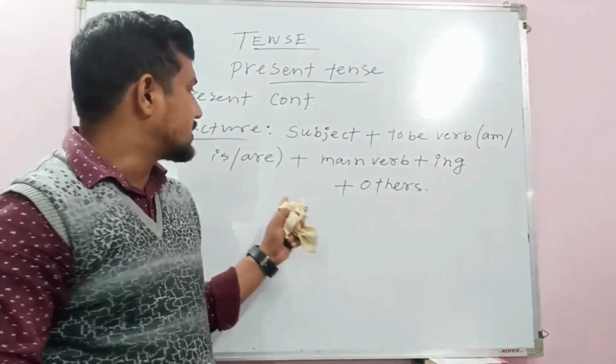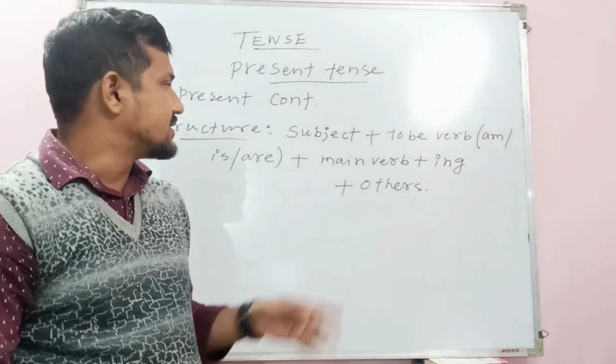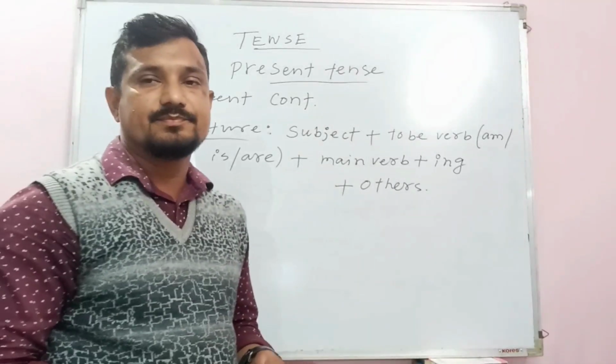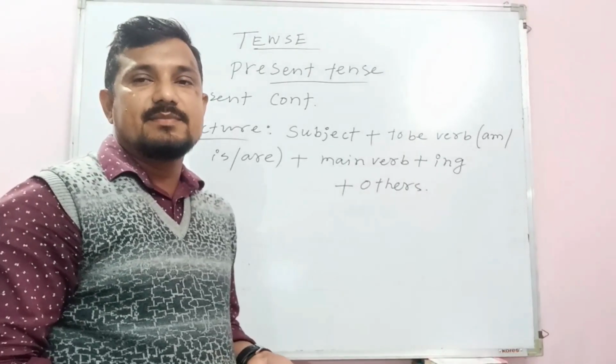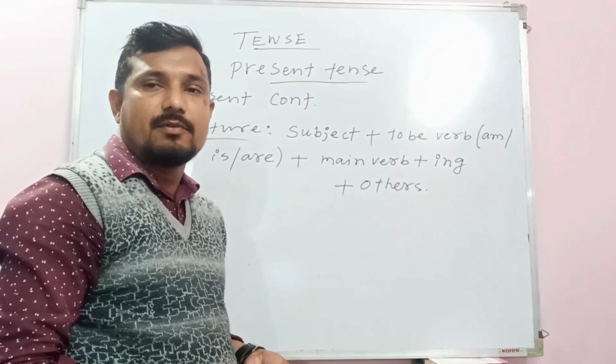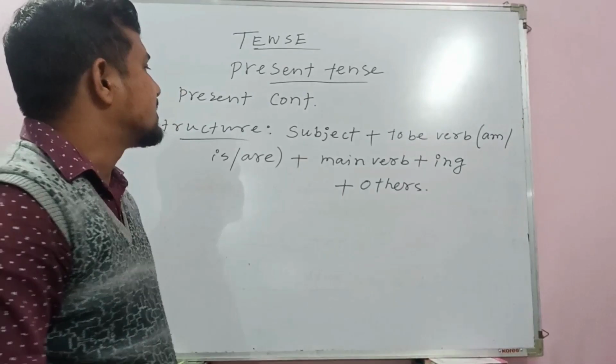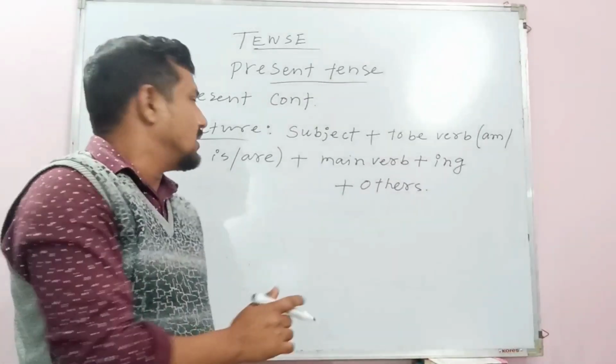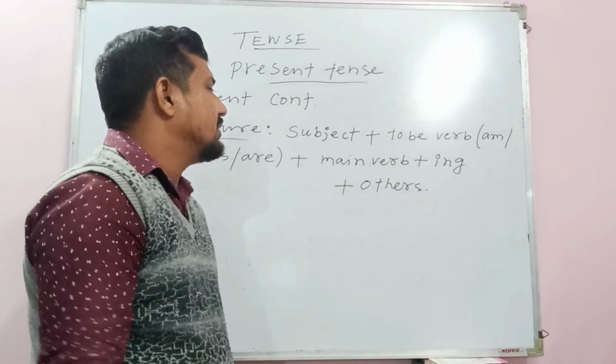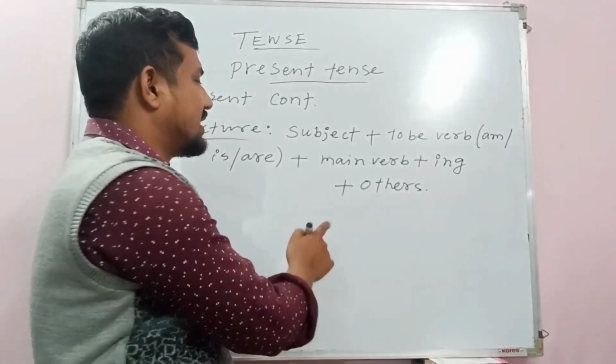This is the structure of present continuous tense. Subject plus to be verb. To be verb means am, is, are, etc. Present form of to be verb, obviously because the sentence is present continuous tense. Subject, to be verb, plus main verb plus ing plus others.